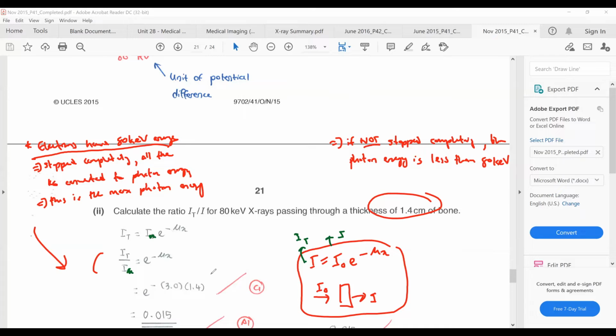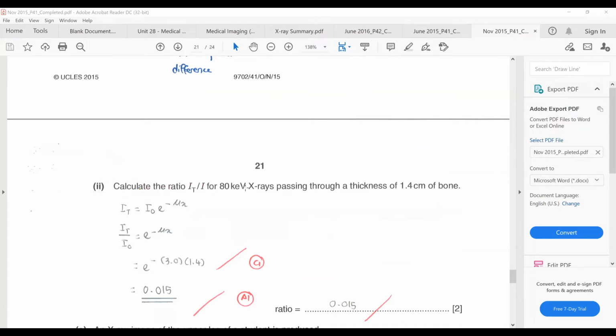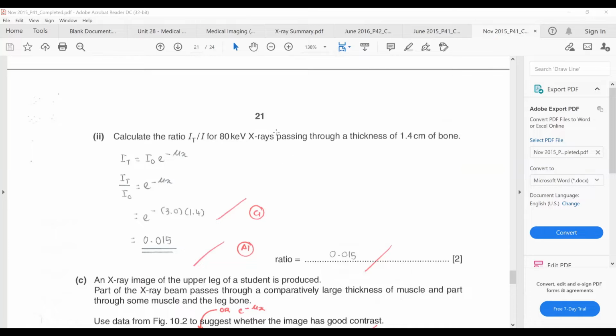Now, you don't really need to bother changing the units back to meter because the units actually cancel off. You see, the mu that you have here is per centimeter. The thickness is also in centimeter. They cancel off. This negative 1 centimeter here, they will cancel off. So you don't need to change anything. So the ones you get here is ratio 0.015. So that part is okay.